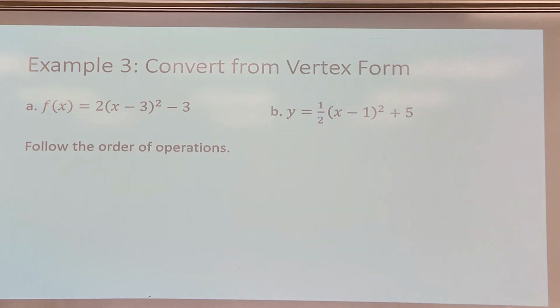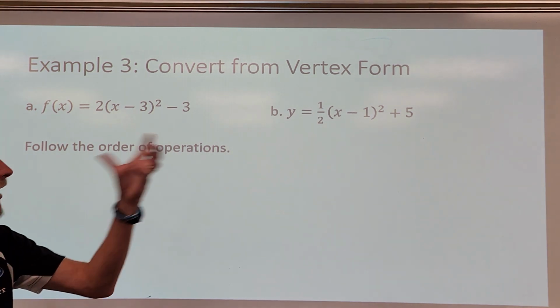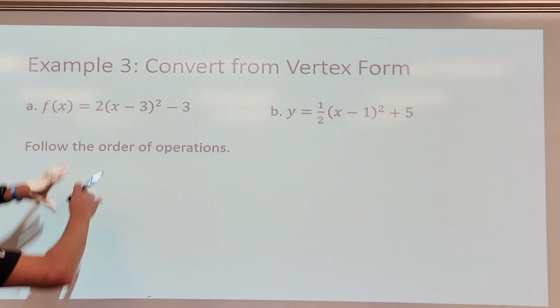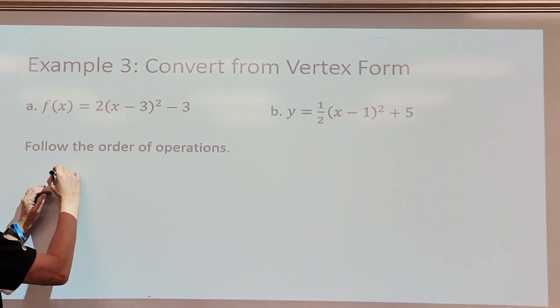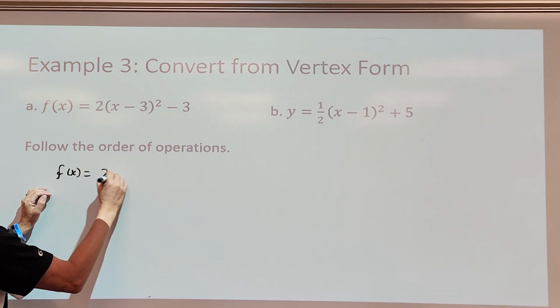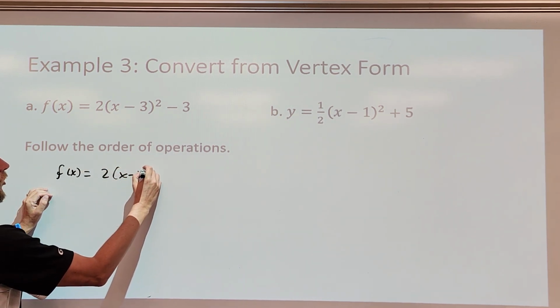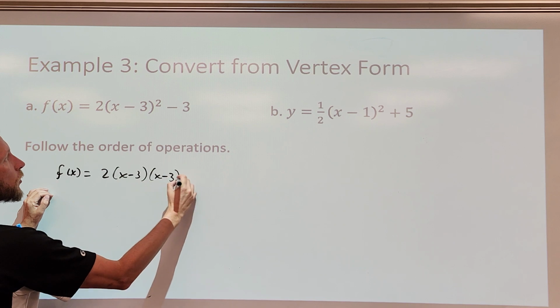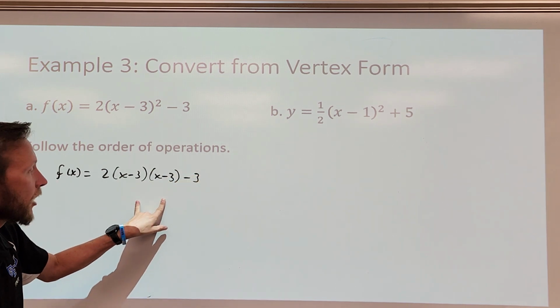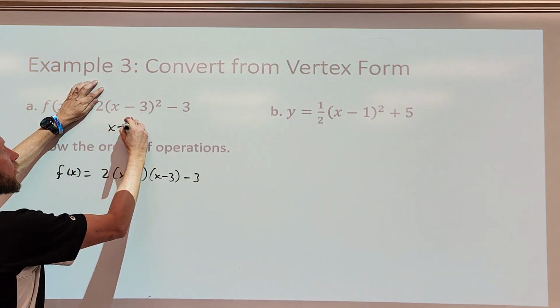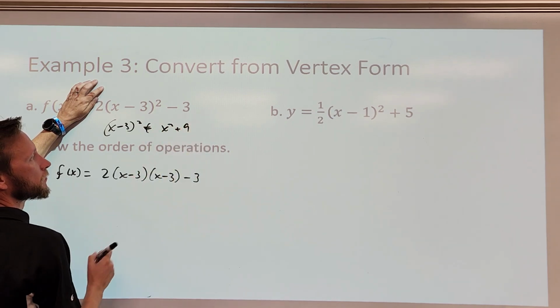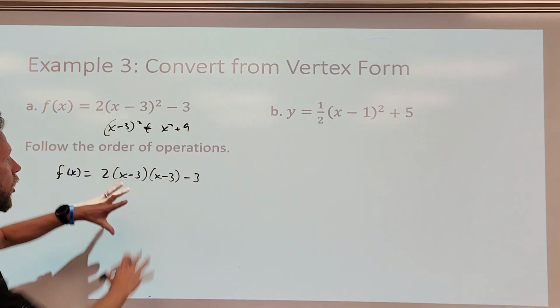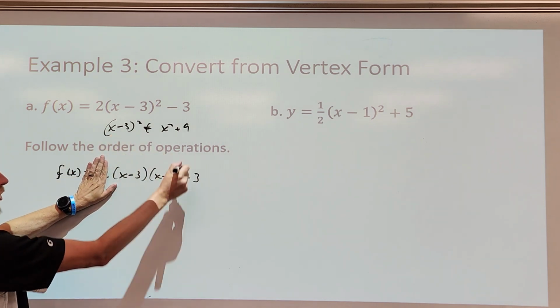Converting from vertex back to standard form, and this is where we get to do some multiplication. Because we have to follow the order of operations, and that can be a challenge for folks. So we have that our function is equal to 2 times x minus 3 squared. That means I'm going to multiply x minus 3 times itself. X minus 3 squared is not equal to x squared plus 9. That's not how that works. When we multiply this, we're doing double distribution.